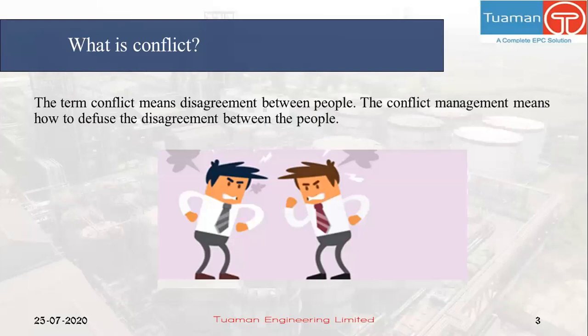What is a conflict? The term conflict was coined in the early 15th century. It is a Latin word, conflictus, which means to strike hard. Later it turned into conflict, and in Indian ideology the term conflict means disagreement between people. Conflict management means how to diffuse the disagreement between people.